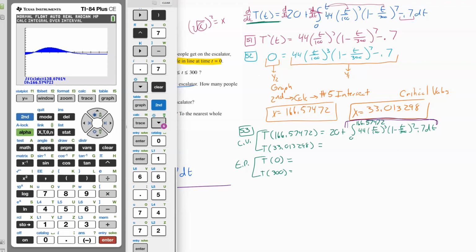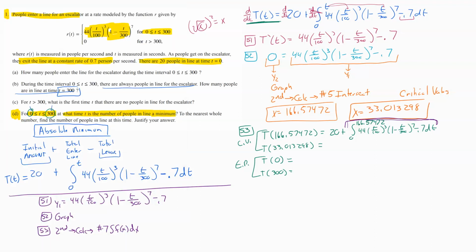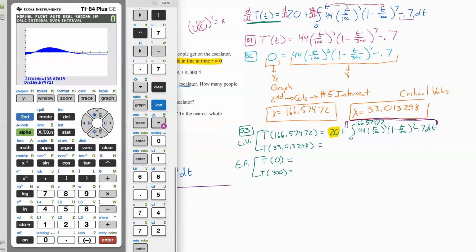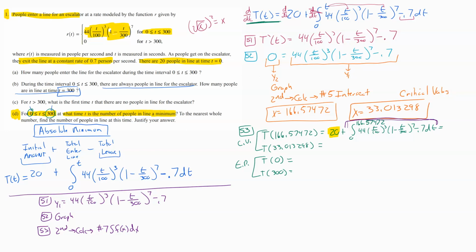Jumps through there. We get 138.070. Don't forget that you're going to need to add 20 to whatever that is, because we had that constant 20. That was our starting amount. So we add 20 to that bottom of the screen, integral of f of x dx. So we're going to end up with 158.070. So this top one is 158.070 people.